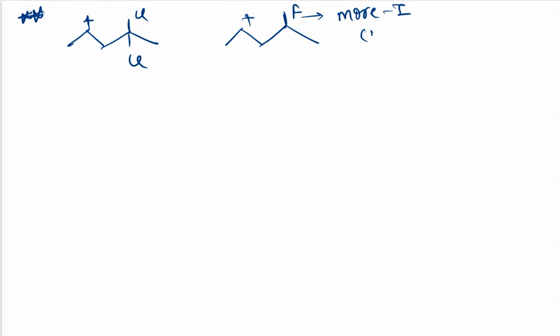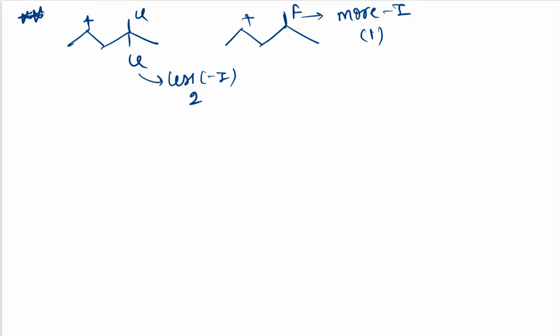Now there are some good questions, and this is very important. Suppose you have a positive charge and here you have 2 chlorine, and here you have a positive charge and 1 fluorine. Which has more minus I, and which is more stable? Fluorine has more intense minus I, but the number is 1. Chlorine has less minus I, but the number is 2.